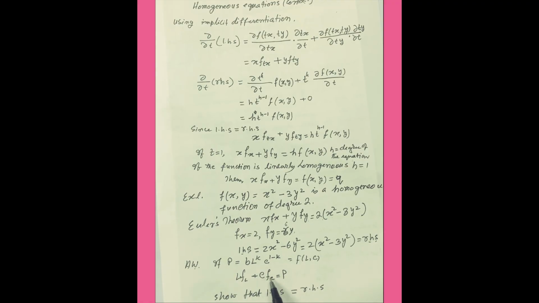Now there is a small exercise. If P is equal to this, it is a Cobb-Douglas function of labor and capital, so L f_L plus C f_C is equal to P, so that the left hand side is equal to the right hand side. Just find the partial derivatives with respect to L and C, multiply and sum up, and you will find that the left hand side is equal to the right hand side, like the earlier example.